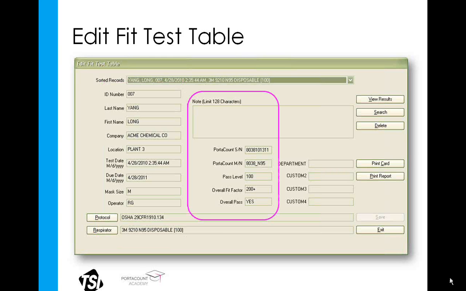In the middle, we see notes that were entered into the people table, and we see which PortaCount Pro unit was used, along with what passing fit factor was used, and what the overall fit factor was. Now keep in mind that the overall fit factor is what OSHA is concerned with. OSHA is not concerned with the fit factor for each and every individual exercise. And also notice that you can view the results for each exercise by selecting the View Results button.